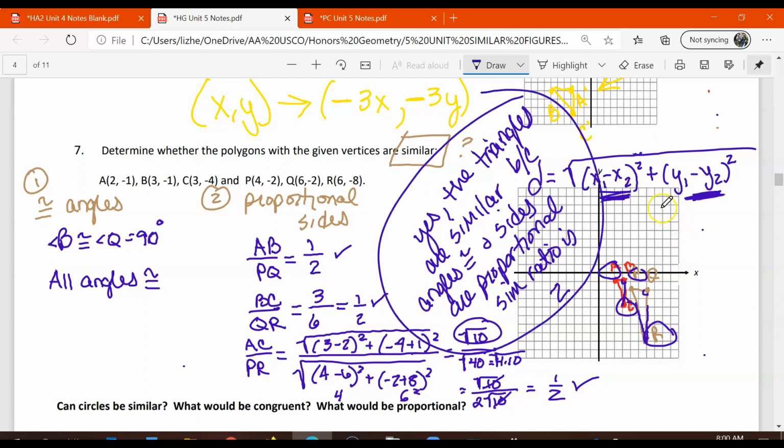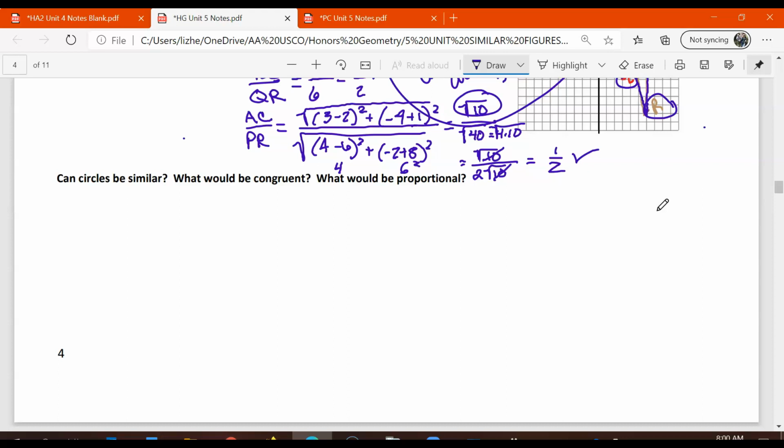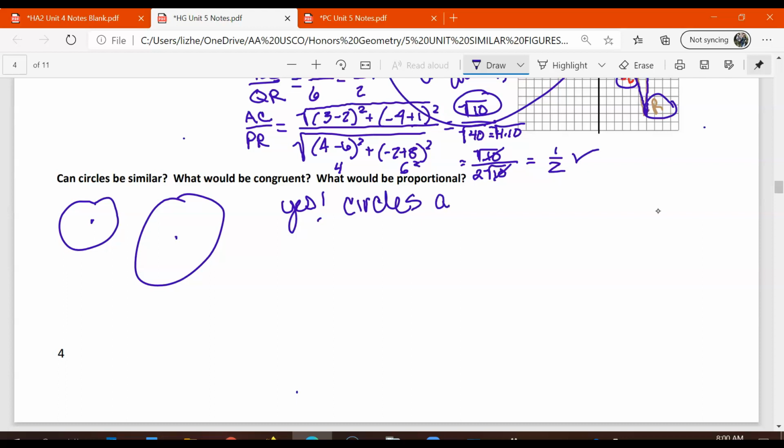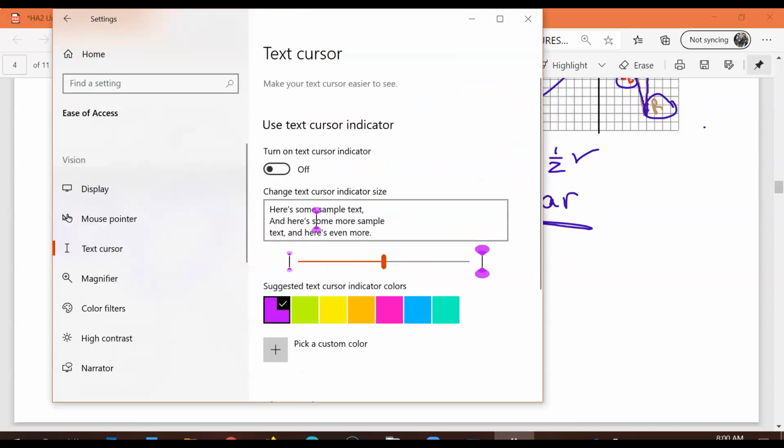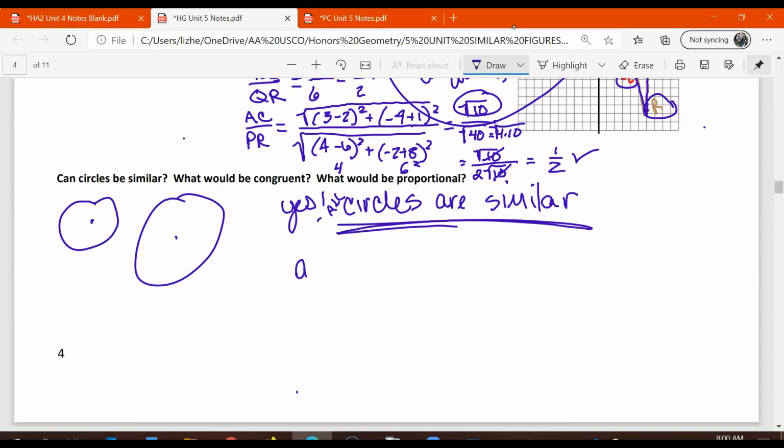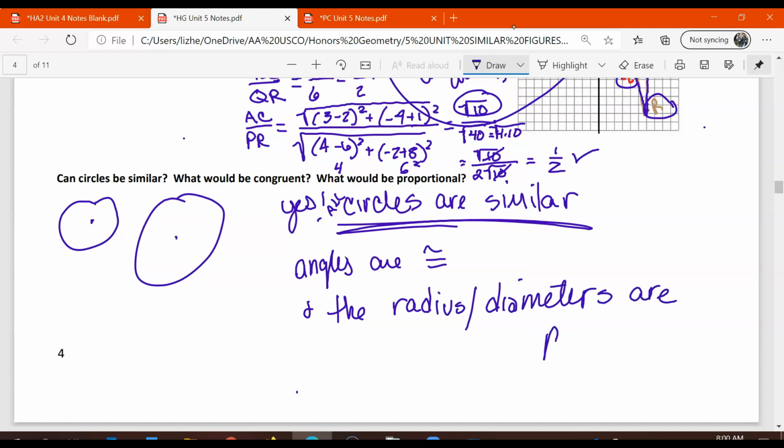All right. Last part. Can circles be similar? This would be a circle. This would be a circle. All right. The answer is yes. Circles are similar. All circles are similar. Let me put that word in there. Why? Because angles are congruent and the radii, or you can even talk about the diameters, are proportional. We're going to get into that in a little bit when we get into circles. But just remember that all circles are similar.